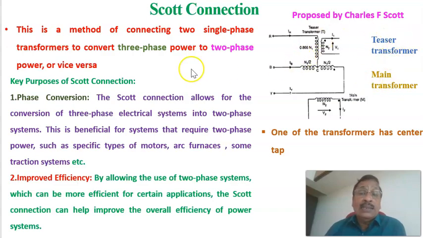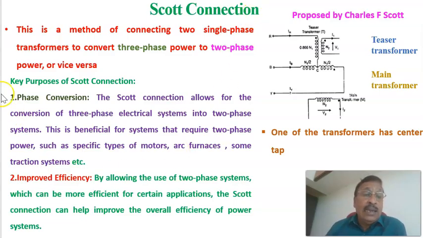And in this case, the key purpose of the Scott connection is first the phase conversion. That is, the Scott connection allows for the conversion of a three-phase electrical power into a two-phase system. This is beneficial for systems that require two-phase power, such as specific types of motors, arc furnaces and some traction systems. Wherever we require a two-phase power, it can be converted from the three-phase power by using this Scott connection.